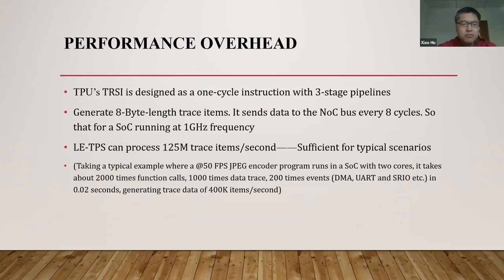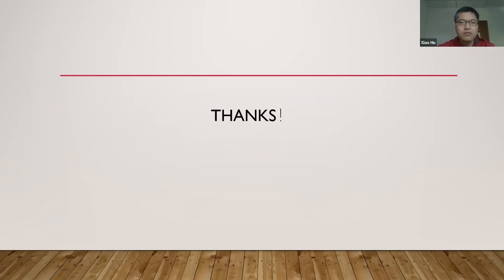For the performance overhead, the TPU's instructions are designed as one-cycle instructions with a three-stage pipeline. It can collect trace information efficiently. It generates 8-byte length trace items, and sends data to the NoC bus every 8 cycles. So for an SoC running at 1 GHz maximum frequency, the overhead is low. RETPS can process 125 million trace items per second. That's all. Thanks.